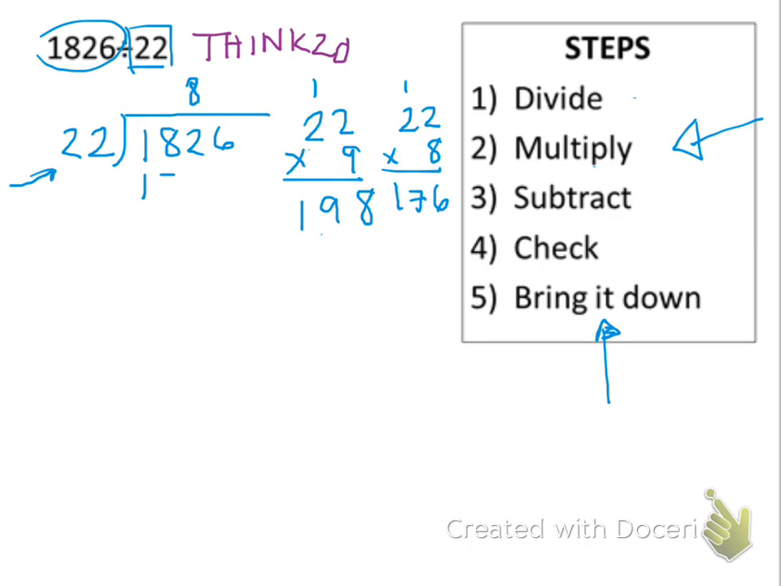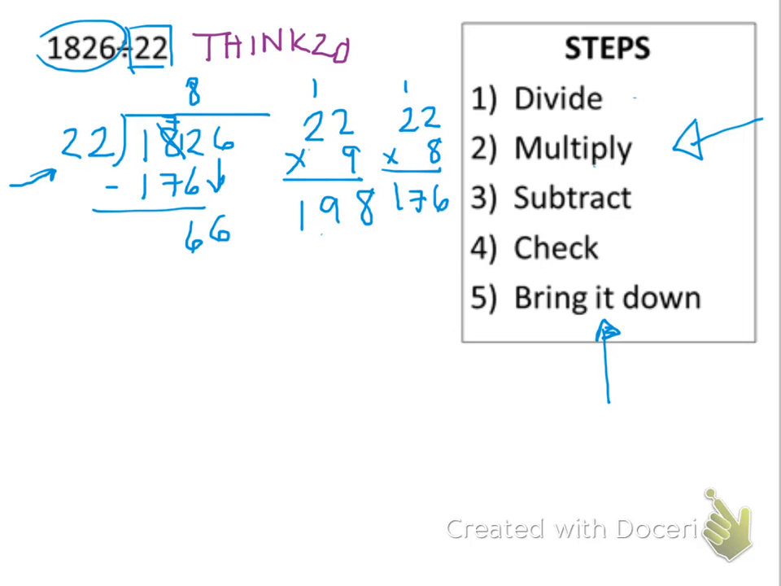So now I have 176 down here, and I'm going to do my subtraction. So now get rid of that 8, make it a 7. 12 minus 6 is 6. We'll check first. Is my 6 smaller than my 22? Yes. So we're okay. We don't need to do anything else. And now I bring it down. So now I'm going to bring down my 6.